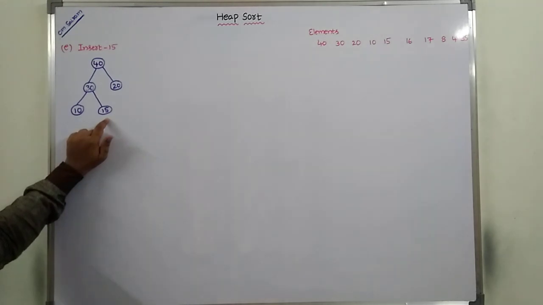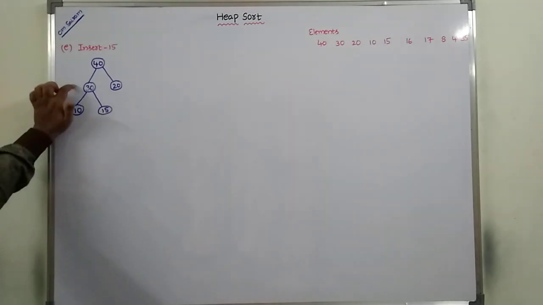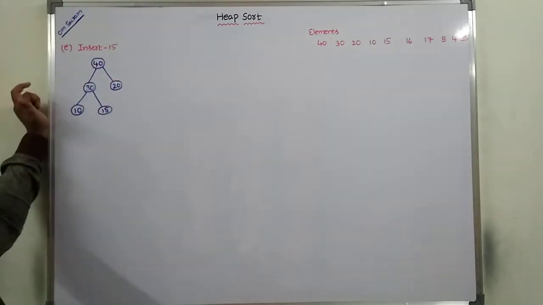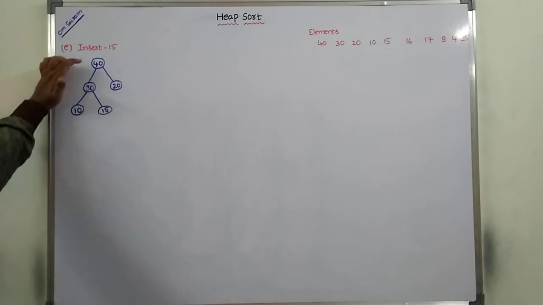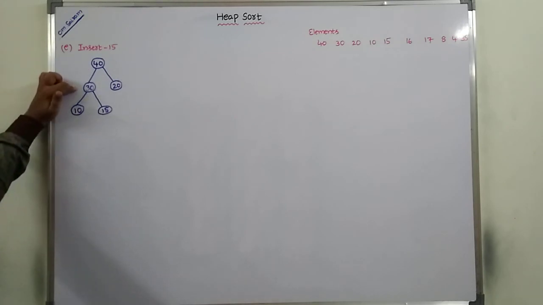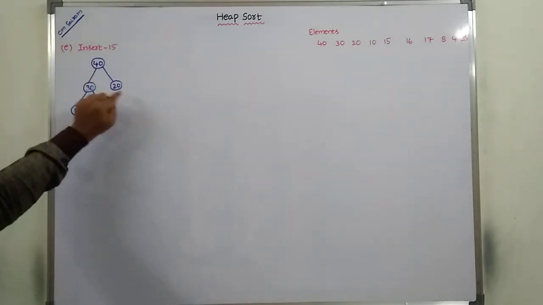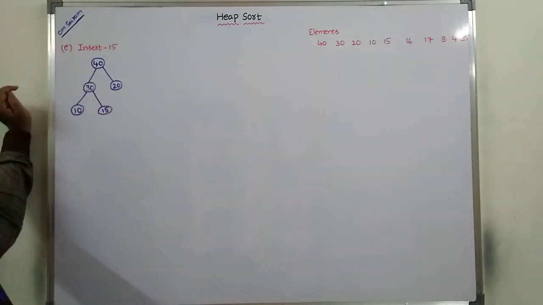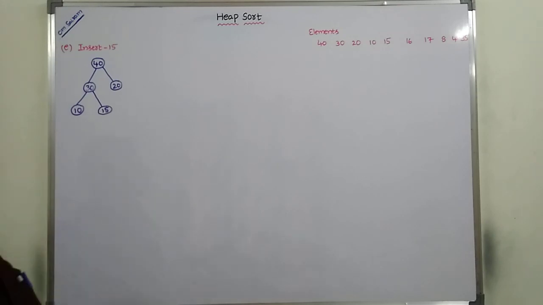Both conditions are true. Next one, 30 and 20 have the parent 40. So now 40 is greater than 30. Yes, it satisfies the maximum heap property. 40 is greater than 20. Yes, it satisfies the maximum heap property.